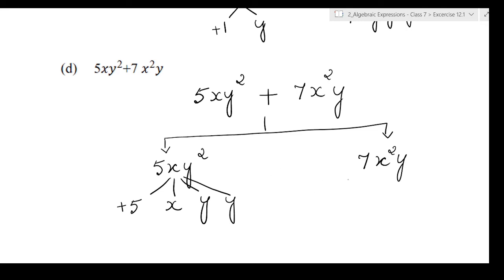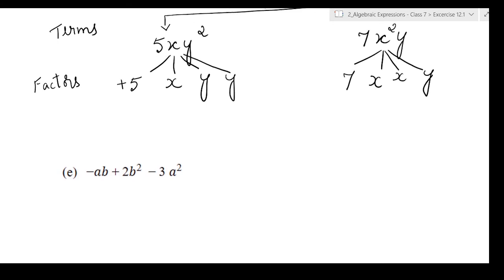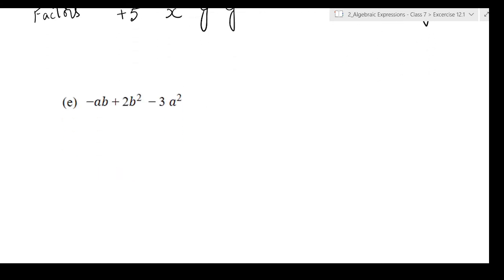Here we have 7 x to the power 2, x square. So x into x and then y. So these are called the terms and these are called the factors. I hope you have followed this. There is one more problem in this exercise. Let's solve that.